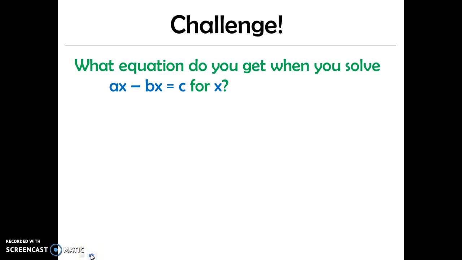Okay, if you solved this correctly and got x all by itself, it was a very challenging problem. You should get x equals c over a minus b. If you did it, great job. If you didn't do it, this is a really challenging question, so no worries.